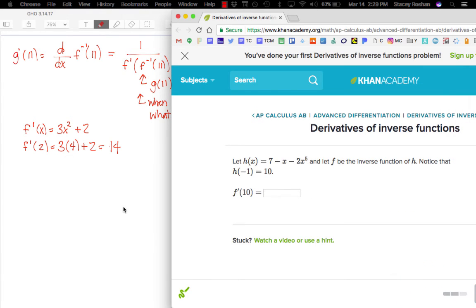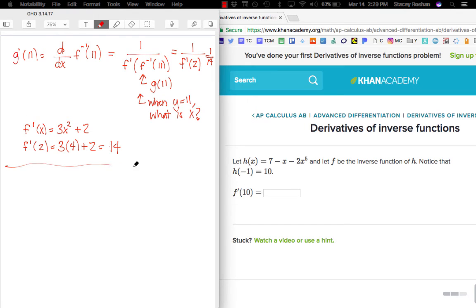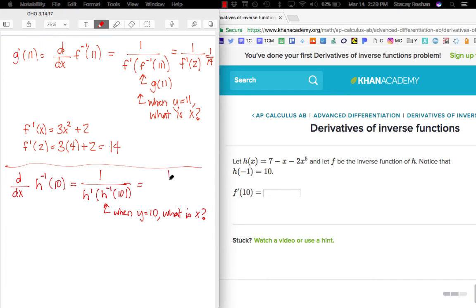Yay! Let's just try one more of this type. We want to find the derivative of h inverse of 10, now that we have h and f are inverses. So that's going to be 1 over h prime of h inverse of 10. And h inverse of 10 again means when y equals 10, what is x? When y is 10, x is negative 1, so 1 over h prime of negative 1.